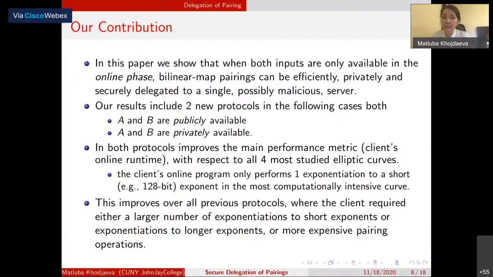We consider two scenarios: where A and B are publicly available during the online phase, and where A and B are privately available during the online phase. In both protocols, we mainly consider the client's online runtime, because the client is a computationally weaker device, with respect to the four most studied elliptic curves. The client's most expensive online operation is one exponentiation to a short exponent, which improves over all previous protocols where the client made a larger number of exponentiations.